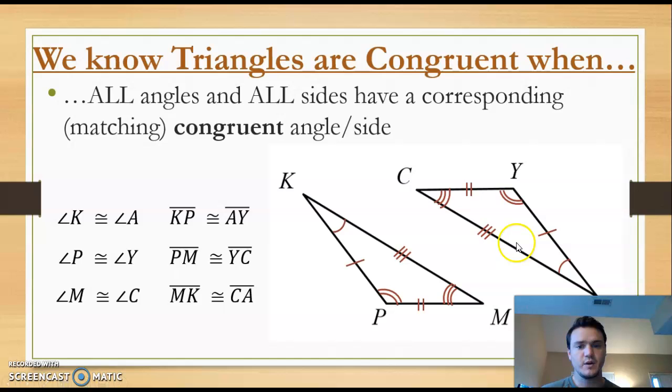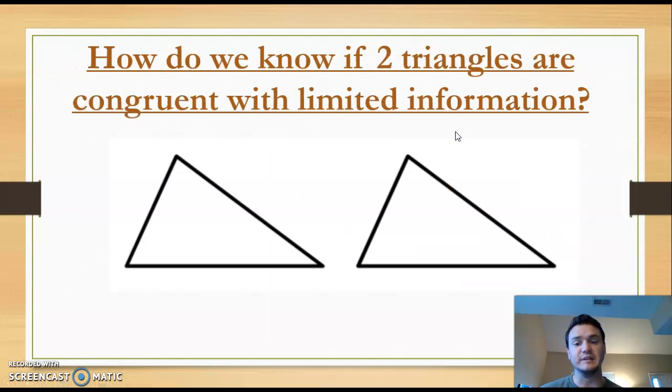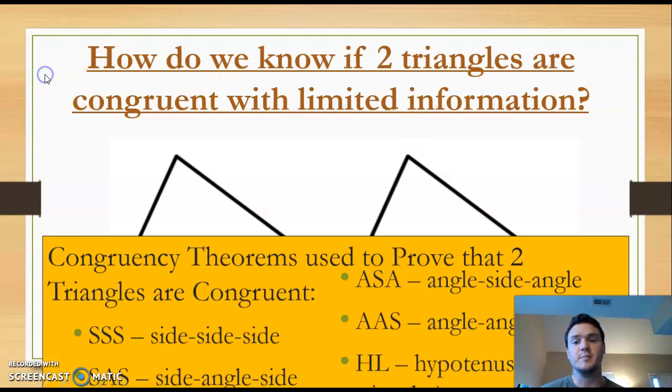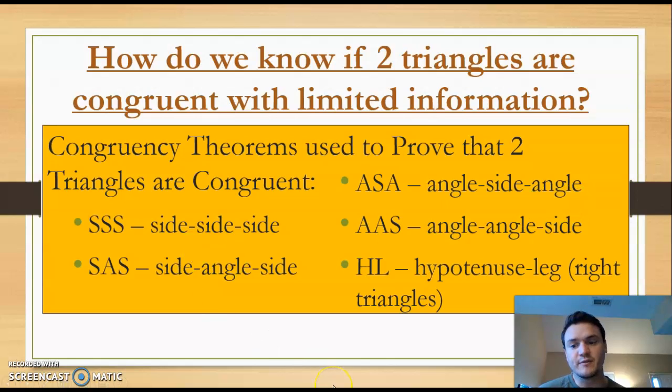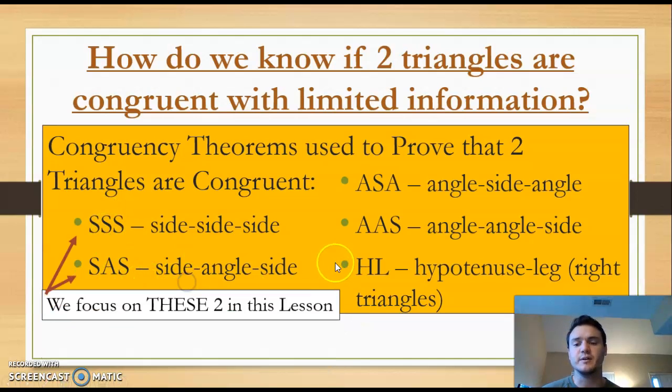Now, what we're going to look at today is basically how do we know if triangles are congruent if we have limited information. So maybe we don't know all of those 6 pairs of things are congruent. That's where these theorems come in. If you had the reference sheet available, you should be able to see all of these listed: SSS, SAS, ASA, AAS, and then HL. Today, what we're going to do is focus on these first 2 here.